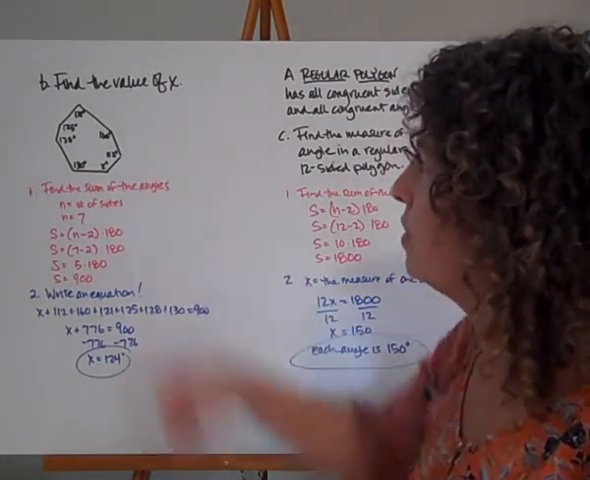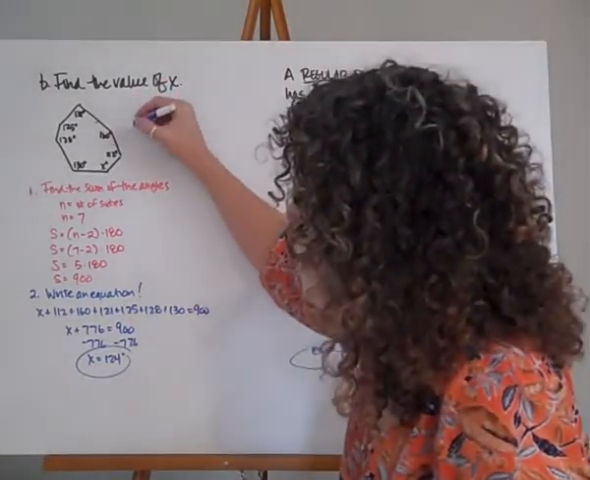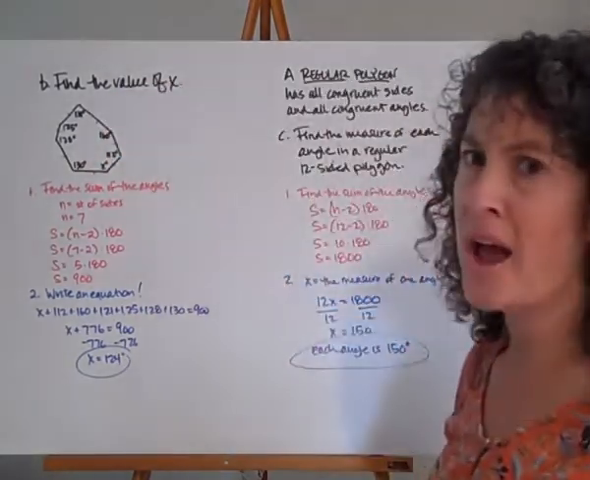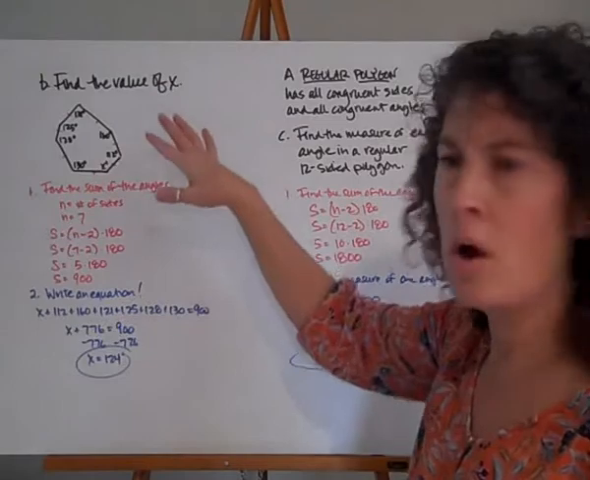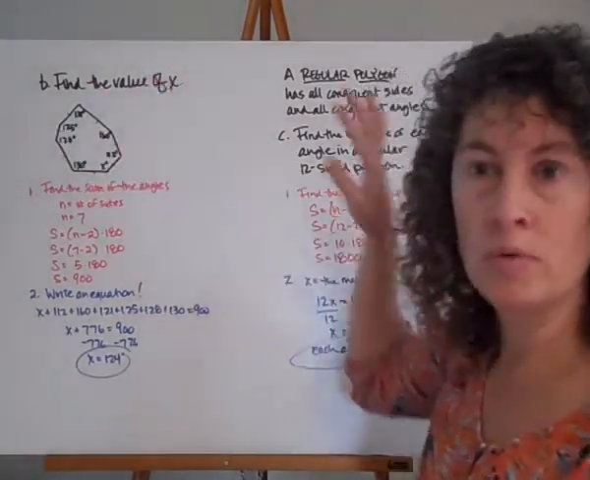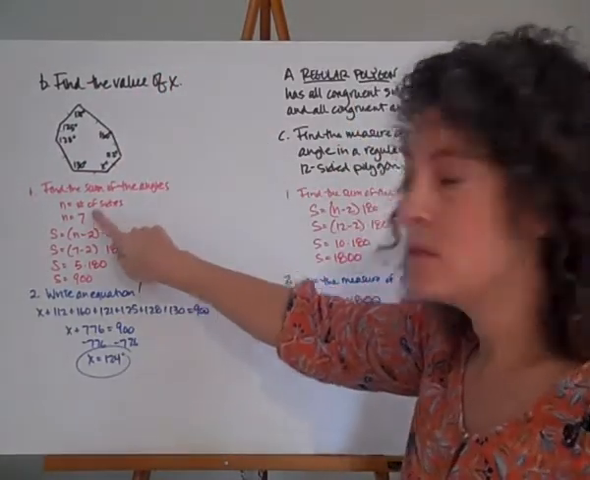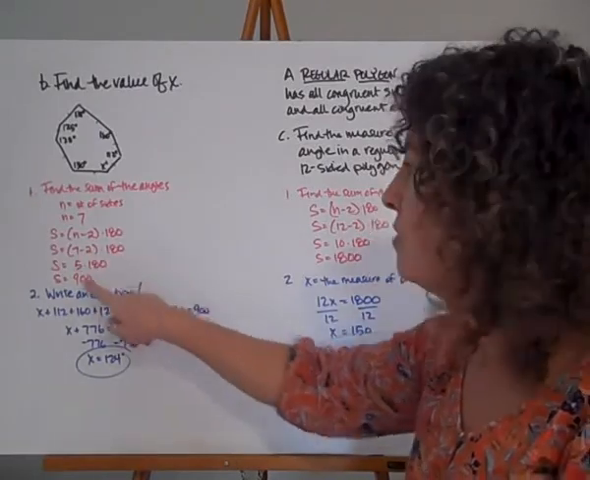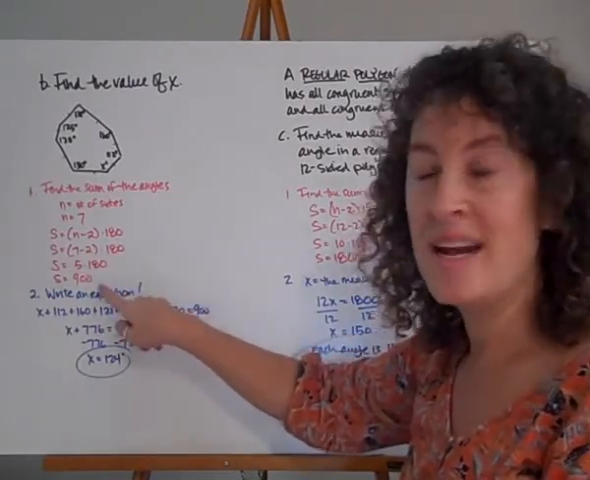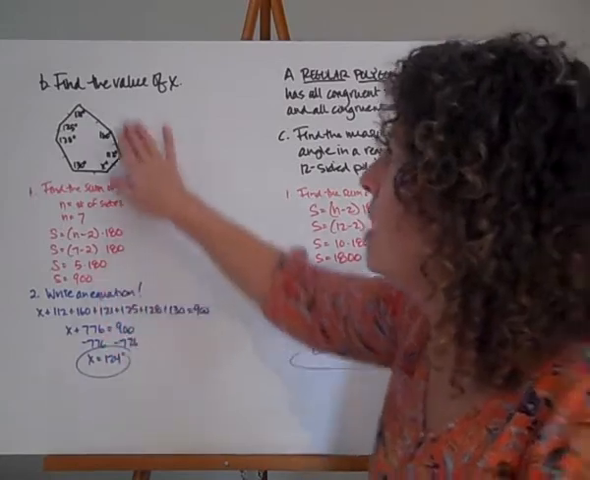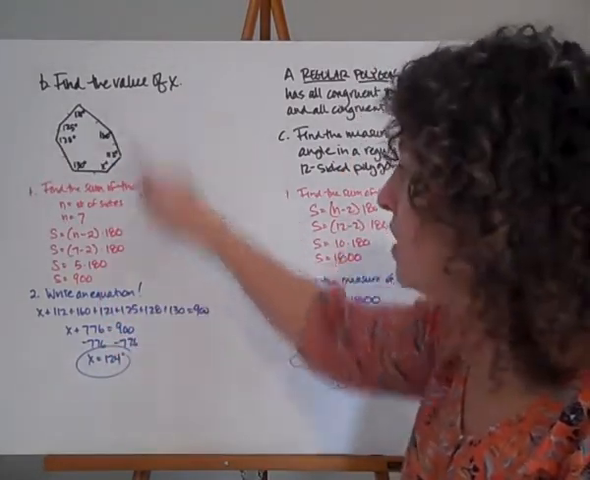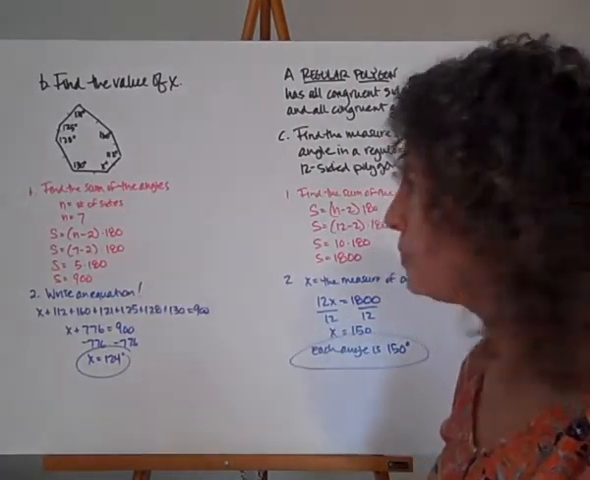So we need to start by figuring out the number of sides. So again, I'm going to do 1, 2, 3, 4, 5, 6, 7. And those aren't hash marks. I'm not saying that they're all equal to each other. I'm just counting, making sure I don't repeat. So I've got 7 sides. I'm going to plug this into my formula. 7 minus 2 is 5, and 5 times 180 is 900. So this is telling me that this polygon has a sum of interior angles of 900 degrees.